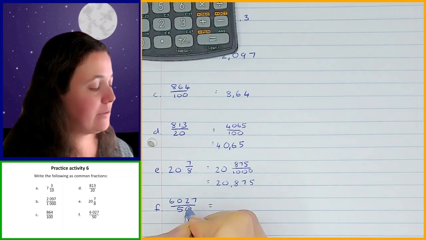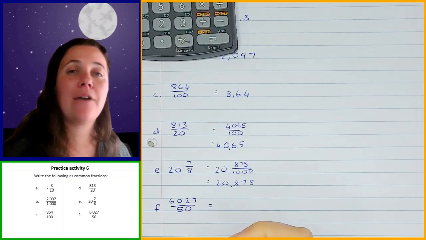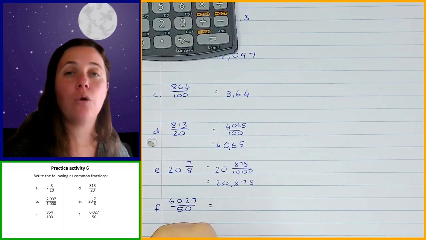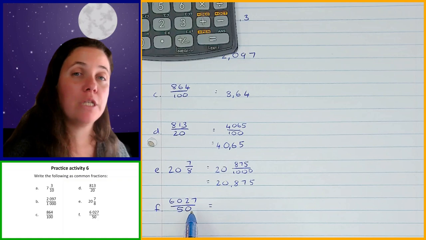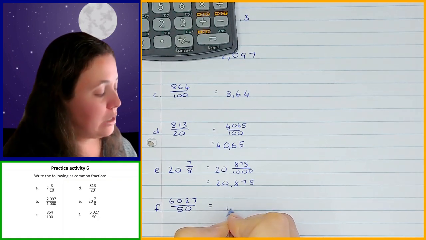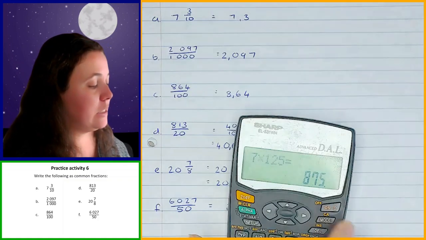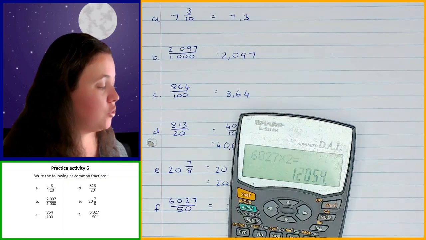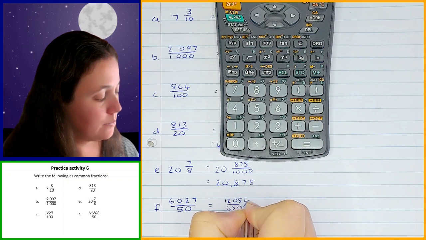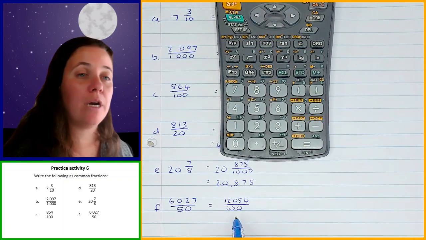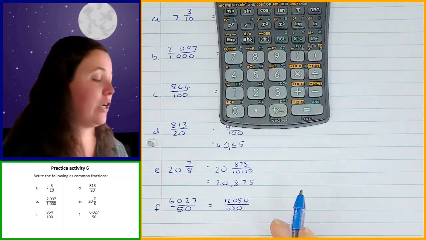And then the last one, 6027 over 50. Again, I have to convert this to something that has a power of 10 in the denominator. I need to multiply by 2 to get 100. So that's going to be over 100. 6,027 times 2 is 12,054. Okay, so that's what you should have got over 100 if you kept it as an improper fraction.